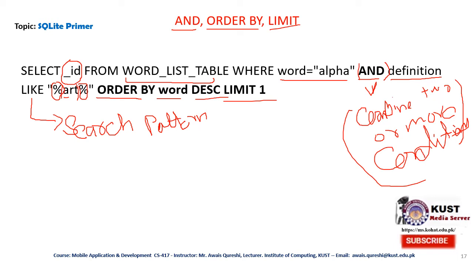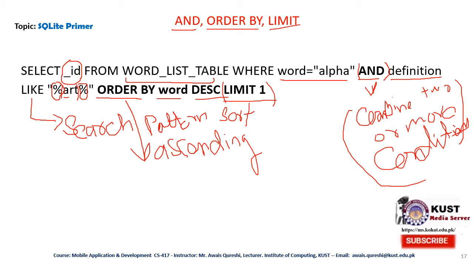those definitions. And this is for ascending or descending order. Let me write this also. This is for ascending or descending order, for sorting purposes. We can sort in ascending and descending order, and this is the limit: only one result is required, the topmost result is required. That's why we have used the limit statement.